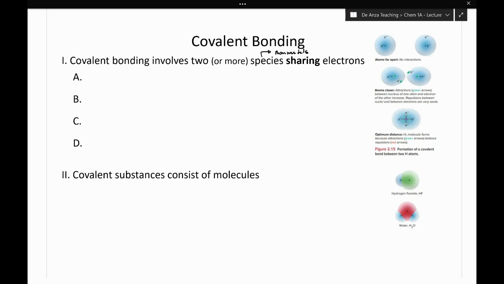To think about covalent bonding, we can imagine we have two atoms that are far apart. Let's say that these are two hydrogen atoms. When we take those two atoms and bring them closer and closer together, the electrons from one atom can start interacting with the protons from another.